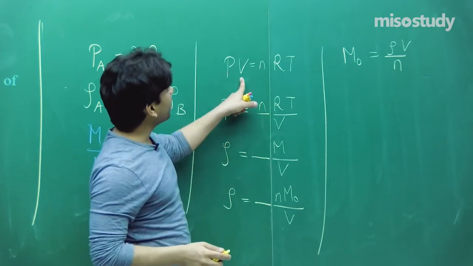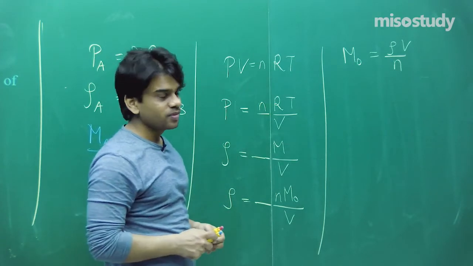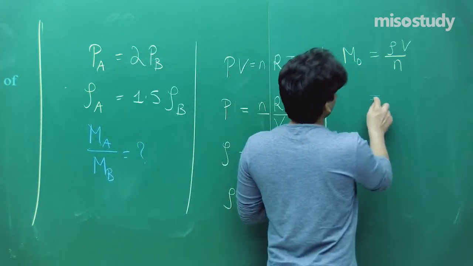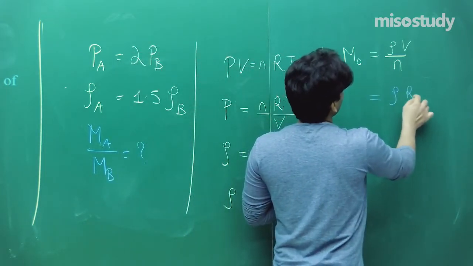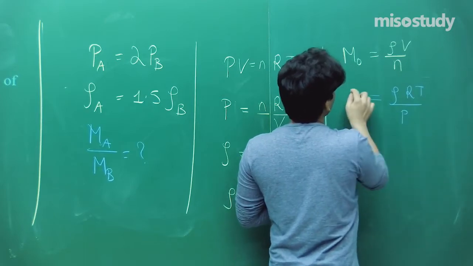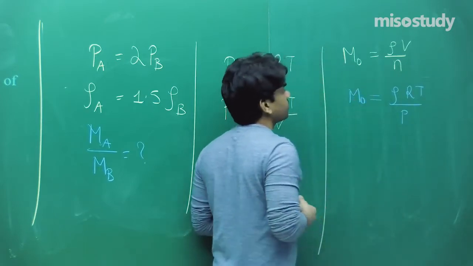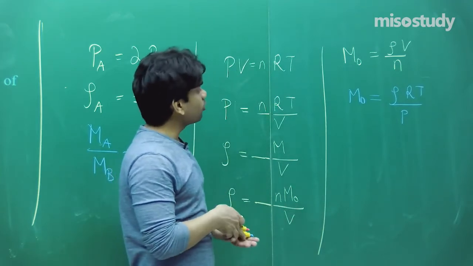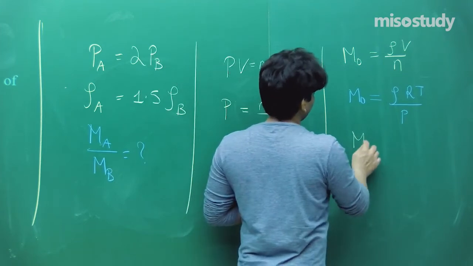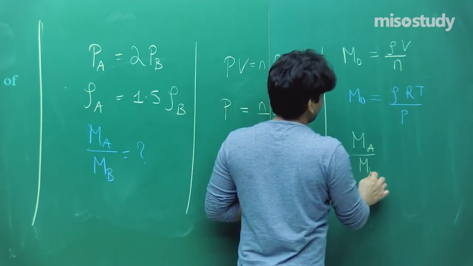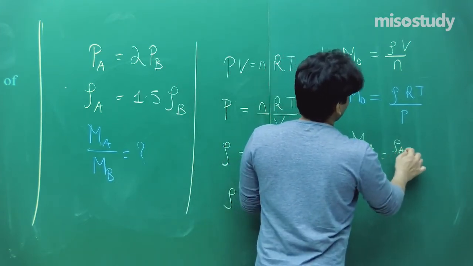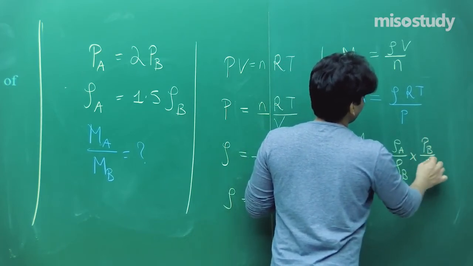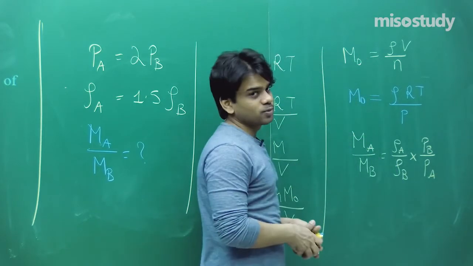Now you see V by n can be written as RT by P. So let me write down this as rho RT by P, which will be equal to m naught. From here onwards you proceed with the required thing: MA by MB will be equal to rho A by rho B into PB by PA. We only need to substitute the values.